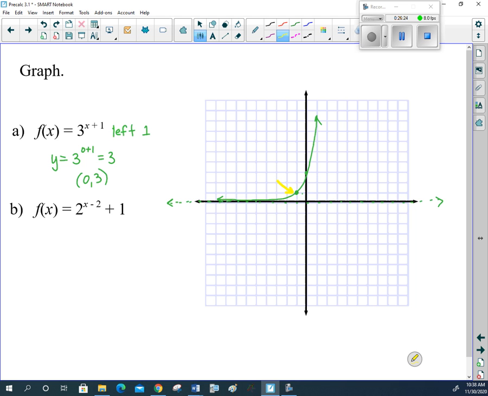And then if you can find the y-intercept, find that one also. So those are things that I'm going to be looking for on your graph. All right, so let's look at letter B.